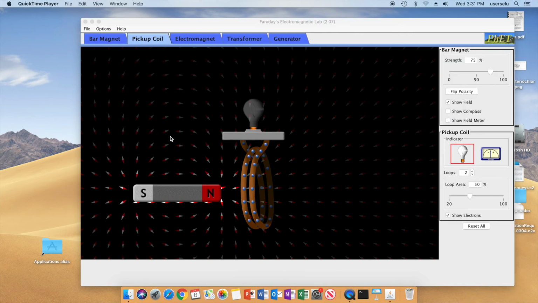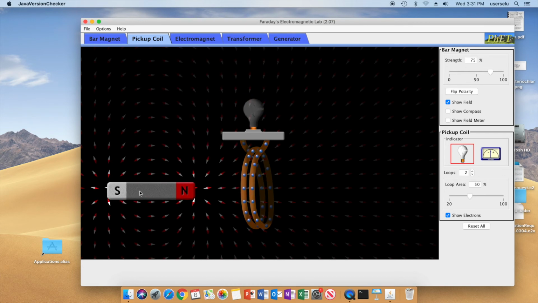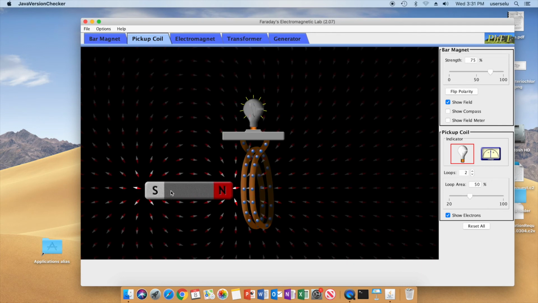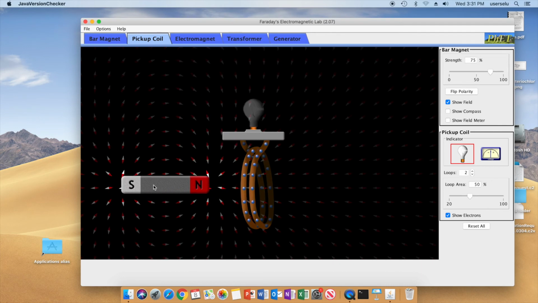So let's demonstrate Lenz's law on a conducting loop. Here I have a bar magnet, so I'm going to use my PhET simulator to see what happens again when I move the bar magnet. We talked about this a little earlier. I move the bar magnet and notice I'm generating a current in the loops.